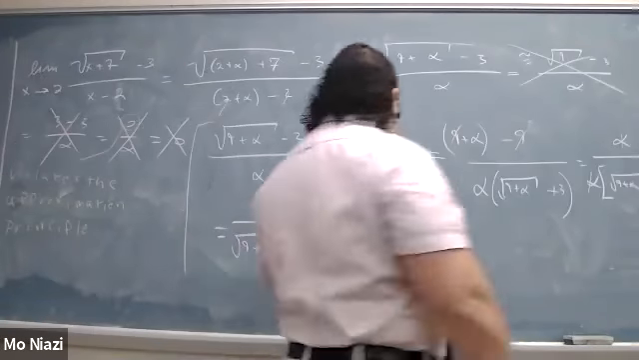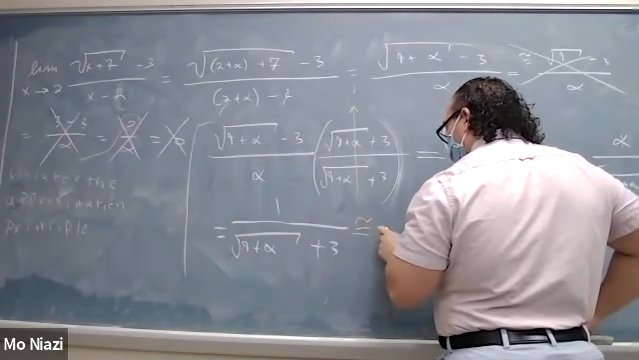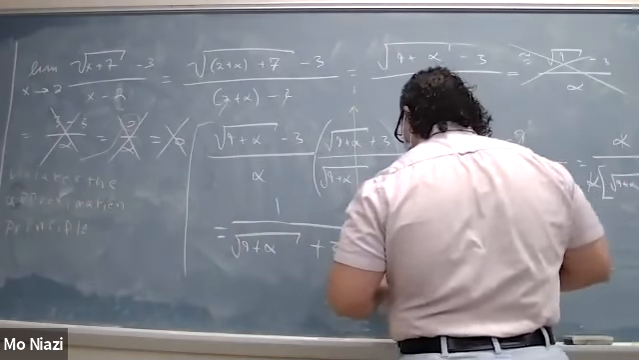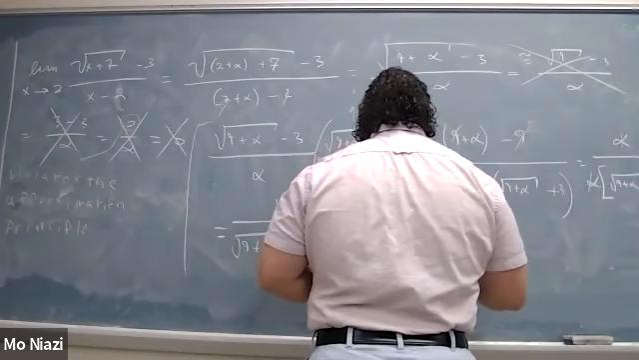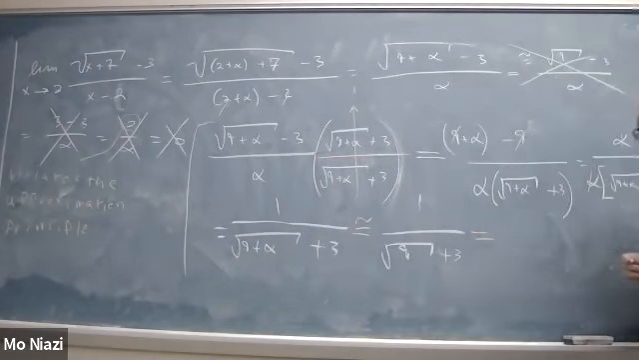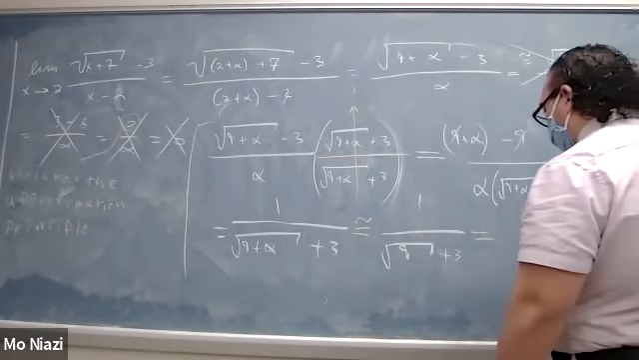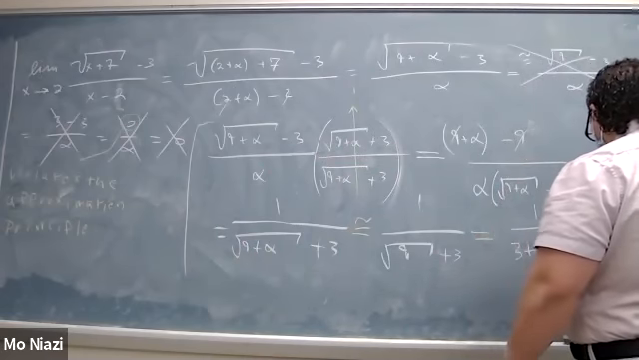Now let us utilize some approximations here. Right? And this ends up equaling what? When you take the principal square root.